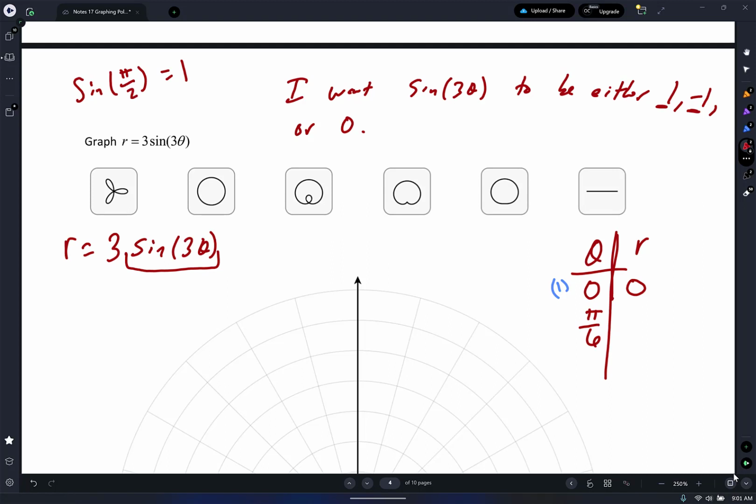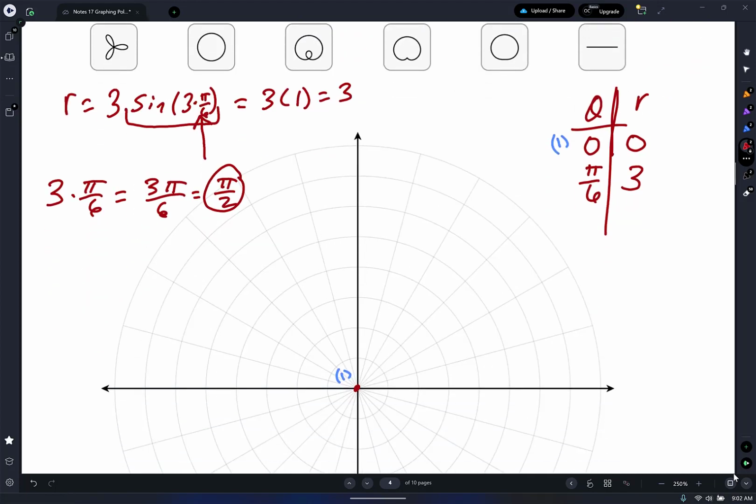So the only theta I can put in here is pi over 6. Because look, 3 times pi over 6, or you can just multiply it, 3 pi over 6 equals pi over 2. Do you guys see that? So when I plug in pi over 6, I will get pi over 2 as the argument. So then this will be 3 times 1, which is just 3, if theta is pi over 6. So you go to pi over 6. That's a second line. So this is pi over 12, and this is pi over 6. And at pi over 6, you put a point at 3. 1, 2, 3, point.